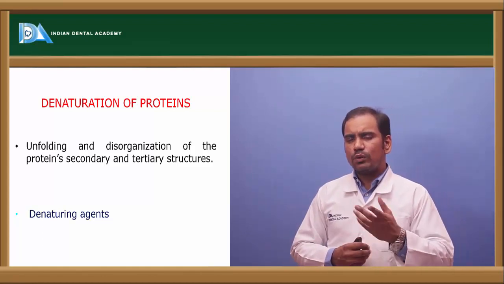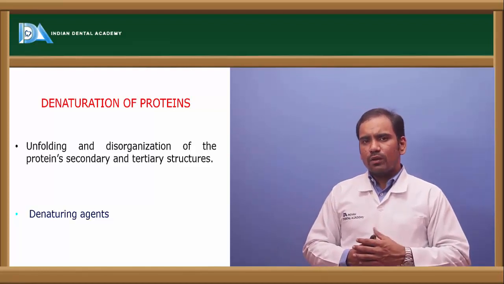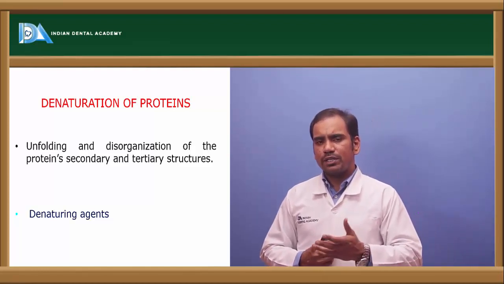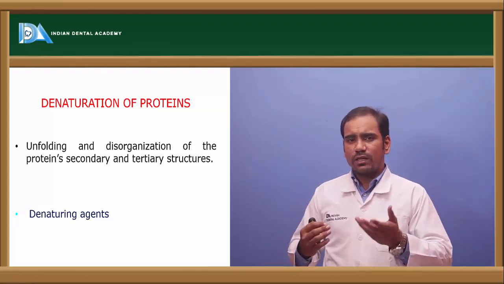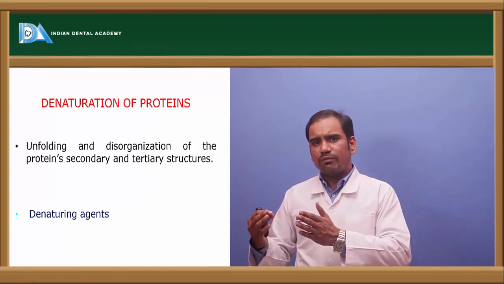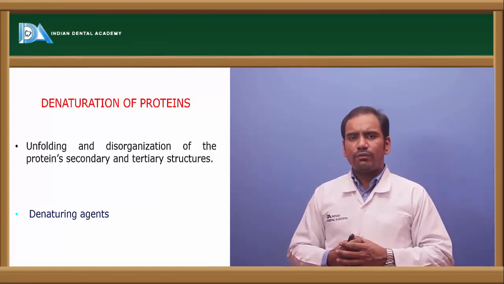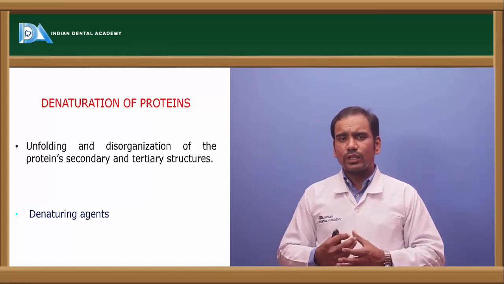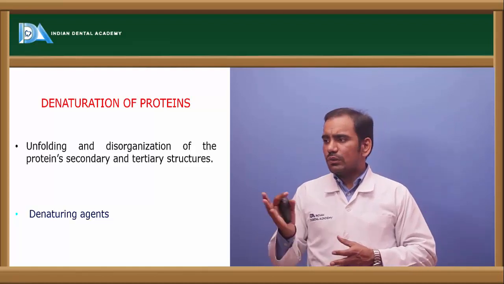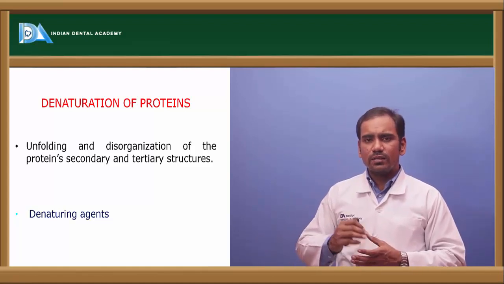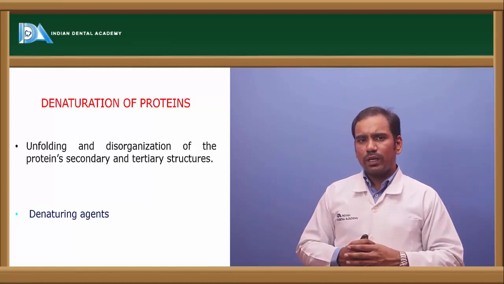We basically have 2 types of denaturing agents: physical agents and chemical agents. The physical agents are like heat, high pressure, high temperatures, right? Also X-rays and UV rays. These are some physical agents which denature the protein structure, and there are some different chemicals like urea. Urea can denature proteins. So that is about denaturing agents which are involved in the disorganization, the unfolding of the protein structure.